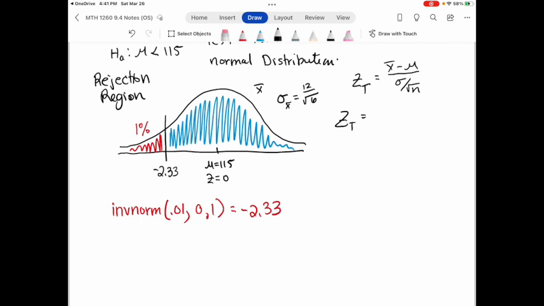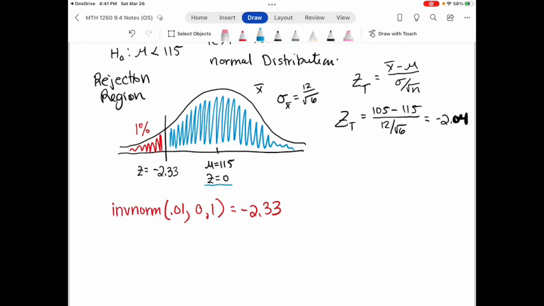So the question is, I've got to find my test statistic and find out which side it lies on. Is it in the blue or in the red? Is it in my rejection region or not? So I'm going to find my test statistic. I'm going to put in my sample mean, which is 105, minus my mu, which is 115. And I'm going to divide by my standard deviation over the square root of the sample size. So that's going to be 12 over the square root of 6. All right, when I find my test statistic, I'm going to find that it's negative 2.04.